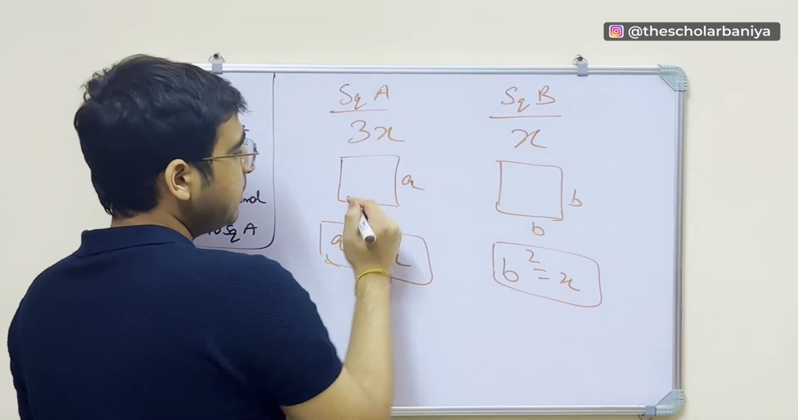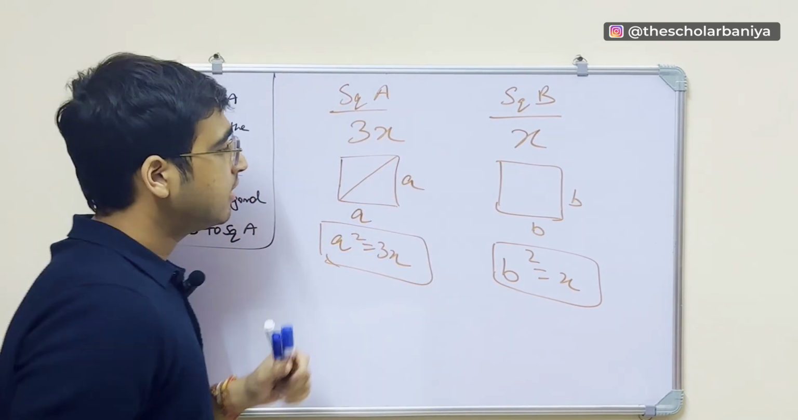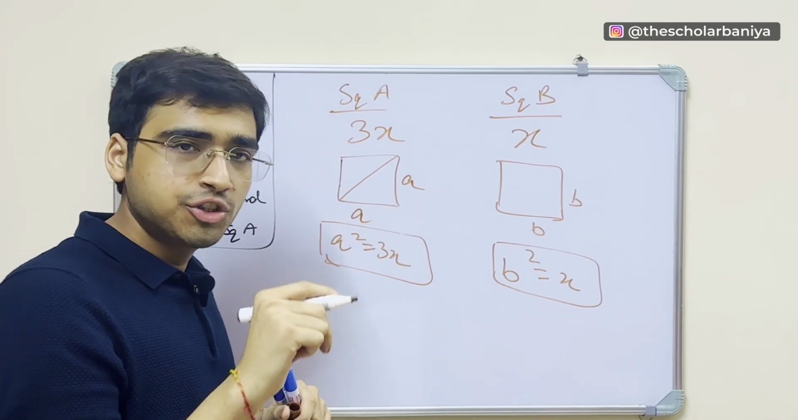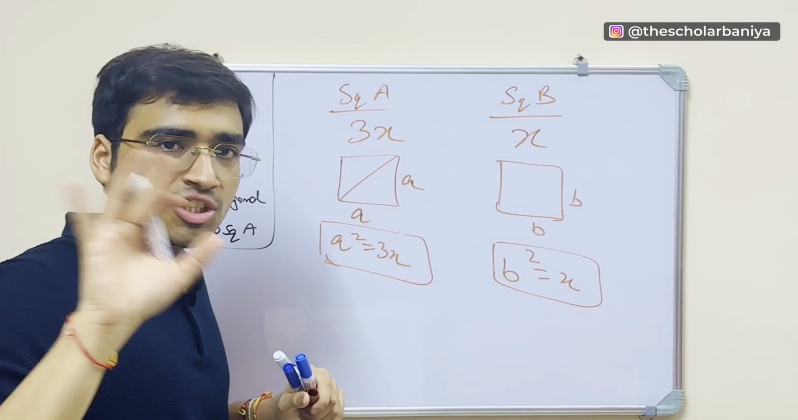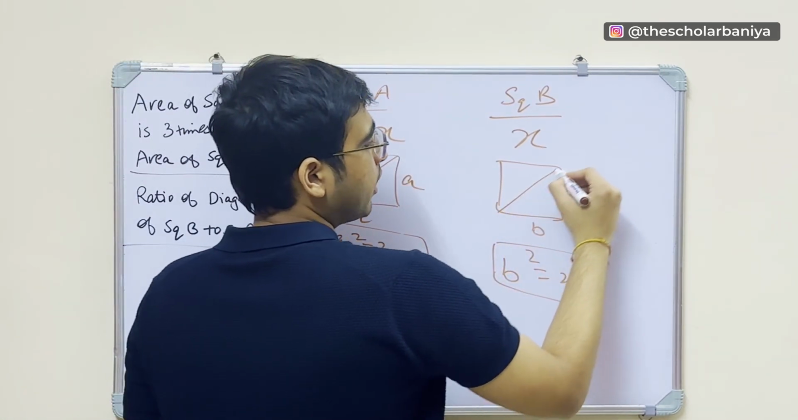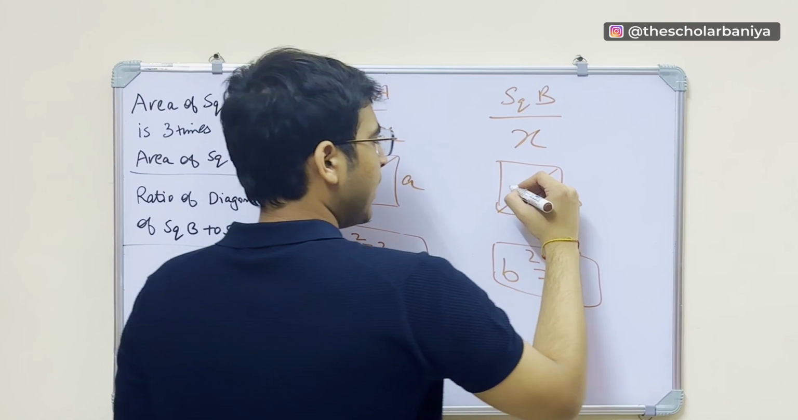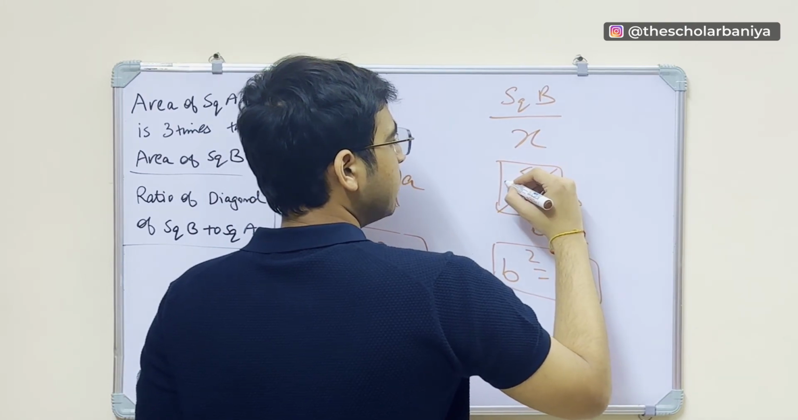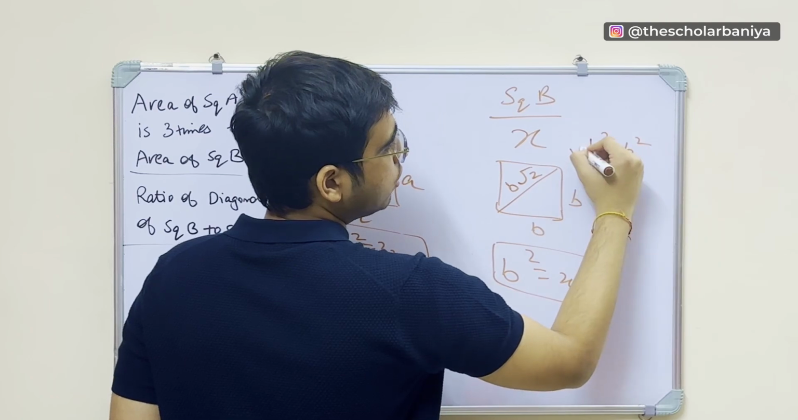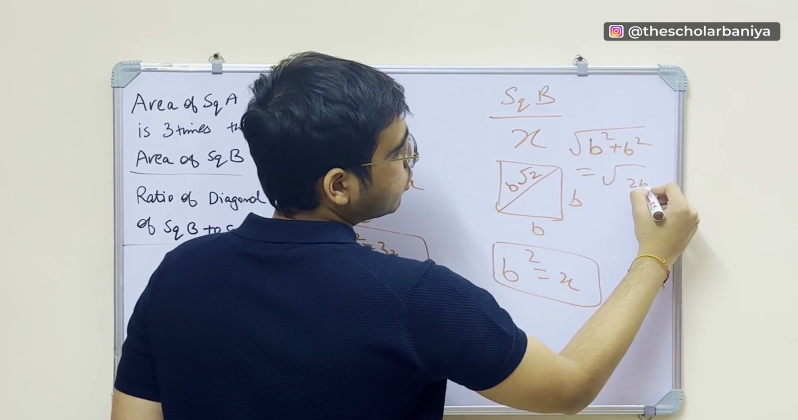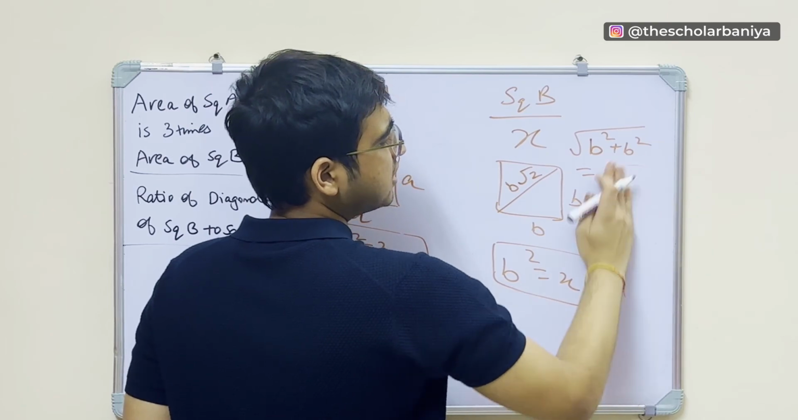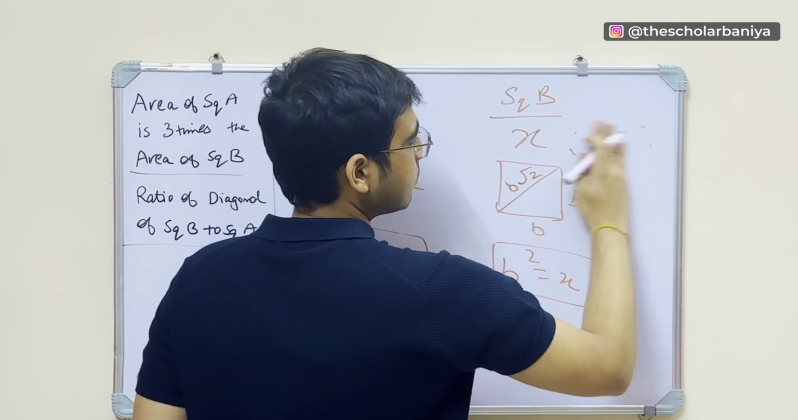Okay, now what will be the diagonal of this square? The diagonal of the square is how much? Square root of a square plus a square, which is square root of 2a square, which is a root 2, right? So the diagonal is a root 2. And similarly, the diagonal of this square is b root 2. I hope all of this should be very clear. How? Because the square root of b square plus b square is root of 2b square, which is b root 2, right? I hope all of this is very basic.